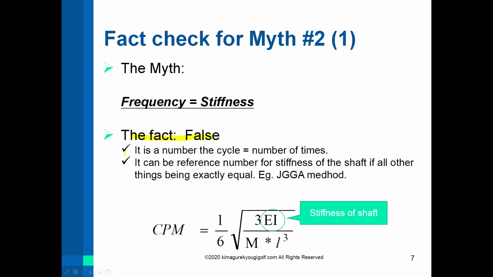It is a number of cycles, number of times, not the stiffness. Okay? However, it can be a reference number for the stiffness of the shaft if all other things are exactly equal. This usually does not happen.